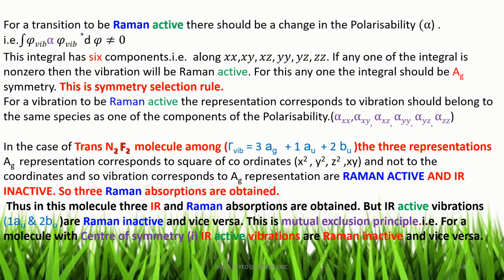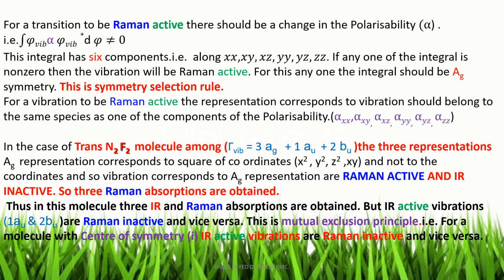In the case of the trans N2F2 molecule, the total vibrational modes are 3Ag, 1Au, 2Bu. The Ag representation corresponds to squares of coordinates, that is x square, y square, z square, and the product of coordinates xy, and not to the single coordinates x, y, z. So the vibrations corresponding to Ag representations are Raman active and IR inactive. So three Raman absorptions are obtained due to the vibrations corresponding to Ag symmetry.